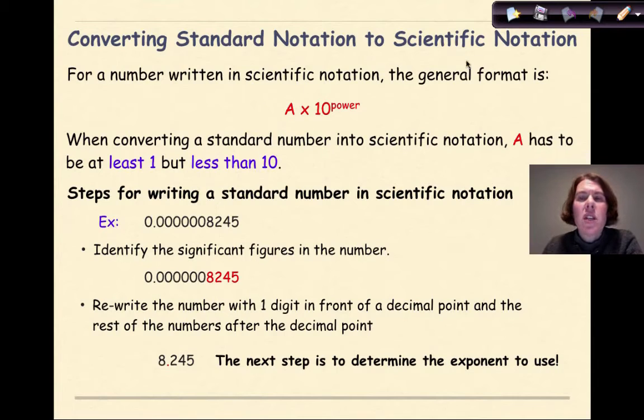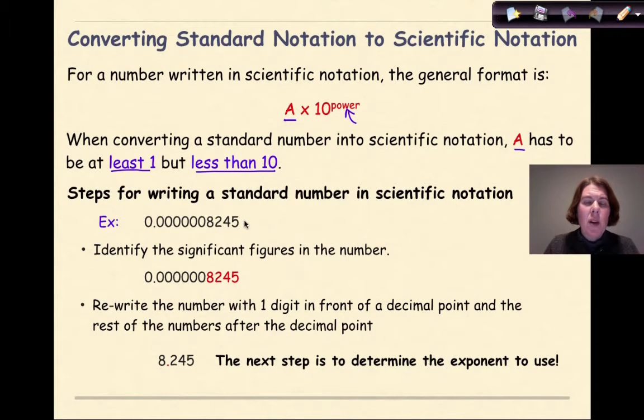Converting standard notation into scientific notation. Now, there's a very specific format that we're going to use when we take just a regular number and put it into scientific notation. For a number written in scientific notation, the general format is A times 10 to some power, where A represents the numbers that we're actually going to see. So how do we set this up? When converting a standard number into scientific notation, this symbol A has to be at least 1 but less than 10.